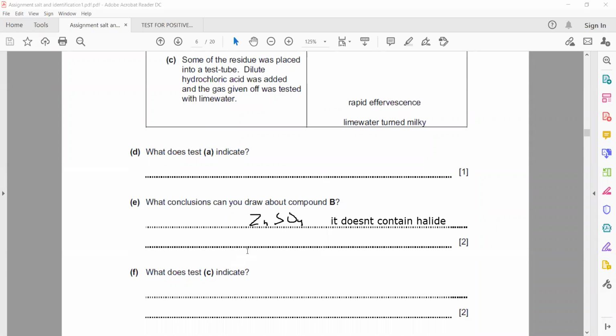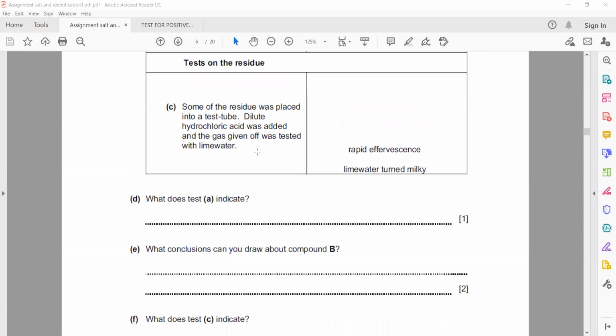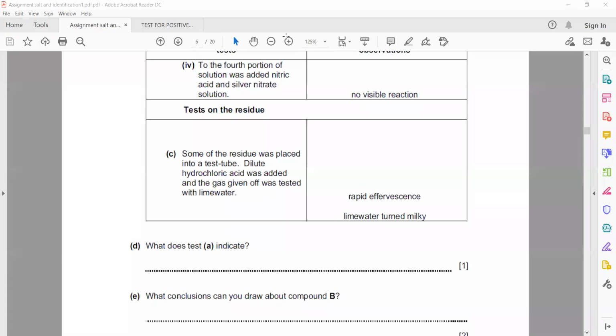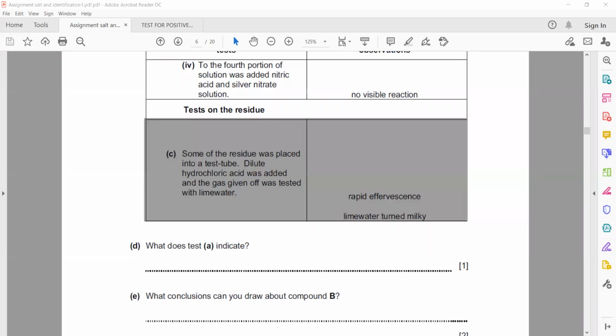What does test C indicate? It indicates carbon dioxide gas is given off and the substance is a carbonate. The substance is a carbonate which releases carbon dioxide and turns lime water milky.